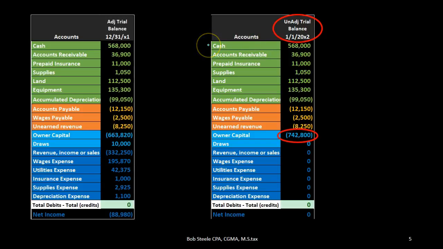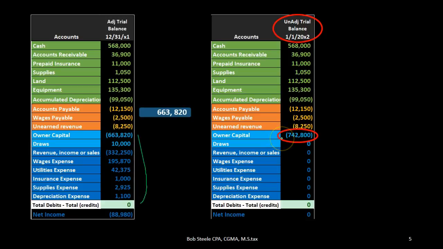Notice everything that's the same. All the assets are the same, permanent accounts. All the liabilities are the same, permanent accounts. And then the equities, the capital, is a lot larger here after we've closed it than it is over here. That's because, of course, we took all these numbers, we crunched them together, and we put them over here. We can see that two different ways. We can calculate that two different ways.